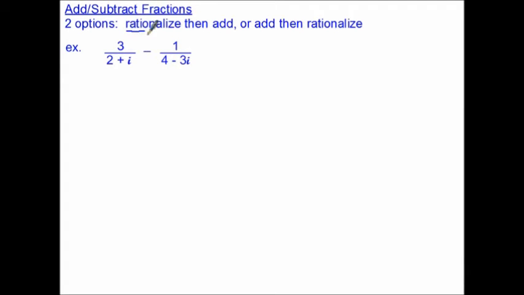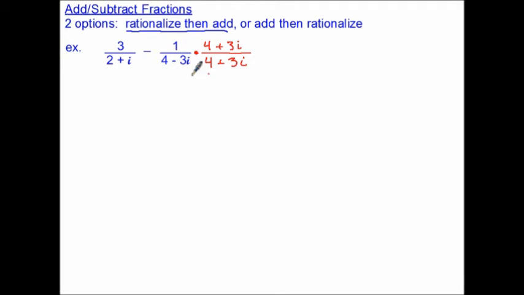Just for picking one and running with it, I'm going to pick the rationalize then add option. The other one is good as well. I don't think one's necessarily better than the other, but I'm just going to take it and run. And if you want to work it out the other way, please feel free. You should get the same answer. It should just take you a different set of steps to get there. So anyway, I'm going to go with the rationalizing first thing.